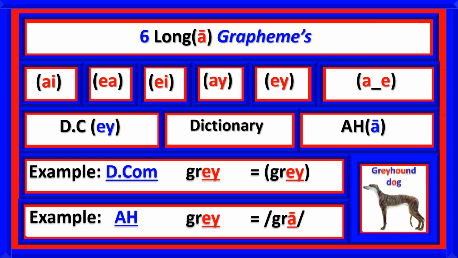Gray. Okay, this is a greyhound dog. You see them on the side of a greyhound bus. What that mean? That mean they can run fast. A greyhound dog can run really, really, really fast. Okay? Good. All right, moving on.